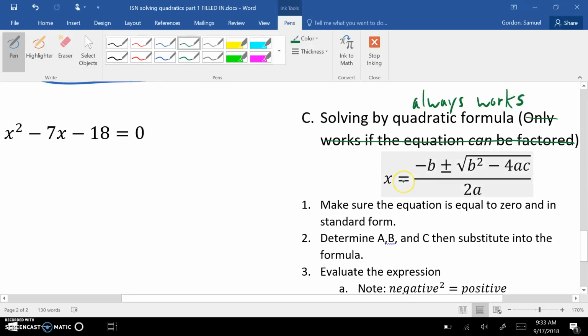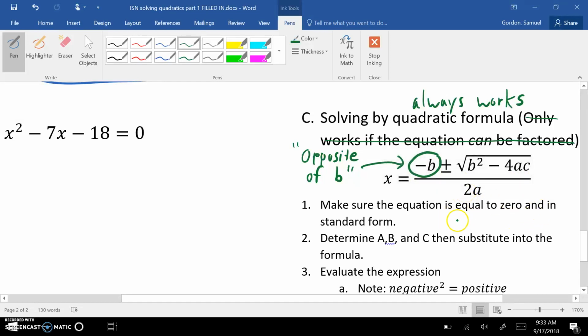All right, and so this is the quadratic formula right here. First of all, this is not negative b. I would refer to it as the opposite of b. Don't say negative b. So it's the opposite of b plus or minus the square root of b squared minus 4ac all over 2a.